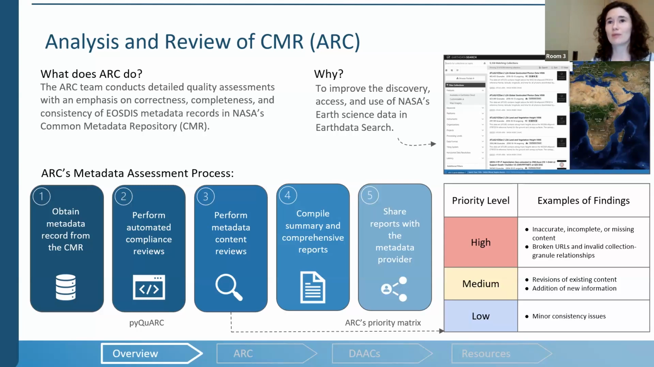We rank them based on priority, whether it's high, medium, or low. High priority assessments are things like broken URLs, maybe inconsistencies between collection and granule relationships. Medium priorities are maybe revisions of existing content or the addition of new information. And then finally, our low priorities are minor consistency issues.